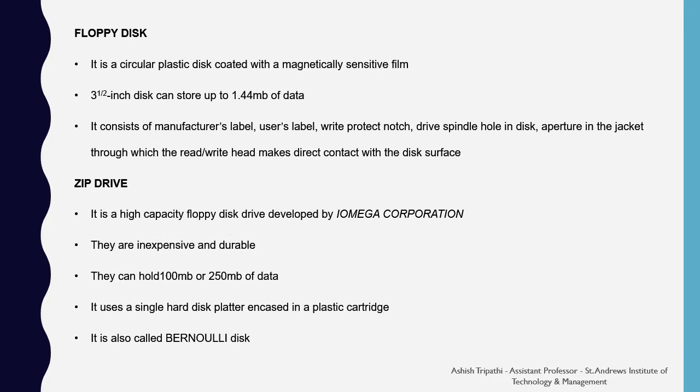Floppy disk. Floppy disk is a circular plastic disk coated with a magnetically sensitive film. A 3.5-inch disk can store up to 1.44 MB of data. It consists of the manufacturer's label, user label, write protect notch, drive spindle hole in the disk and aperture in the jacket, through which the read-write head makes direct contact with the disk surface.